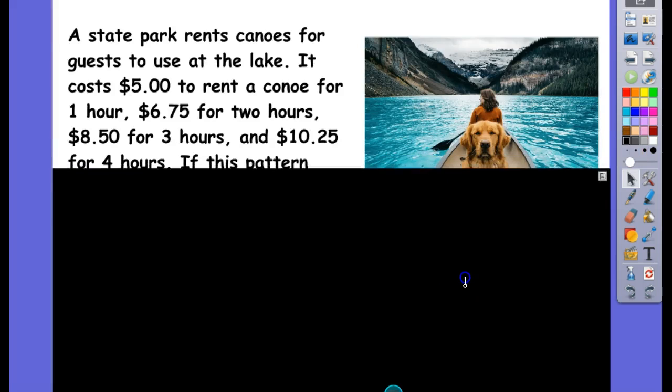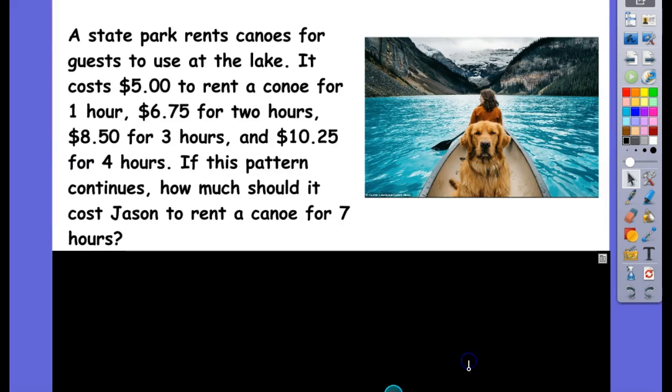It is a word problem, but don't let that scare you. Our first problem says a state park rents canoes for guests to use at the lake. It costs $5 to rent a canoe for 1 hour, $6.75 for 2 hours, $8.50 for 3 hours, and $10.25 for 4 hours. If this pattern continues, how much should it cost Jason to rent a canoe for 7 hours?